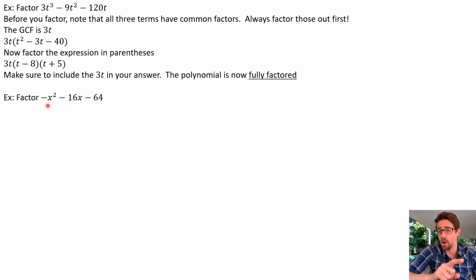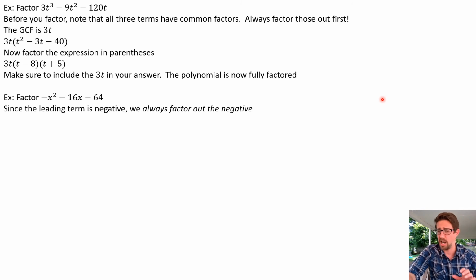So you always want to take that out. You never want to be factoring something where the leading term is negative. It's not that it would be impossible, but it wouldn't jibe with what we've been doing and the way we've been looking at it. And it's not hard to take it out. You're going to take a -1 out of every single one of these terms. Always do that, okay?